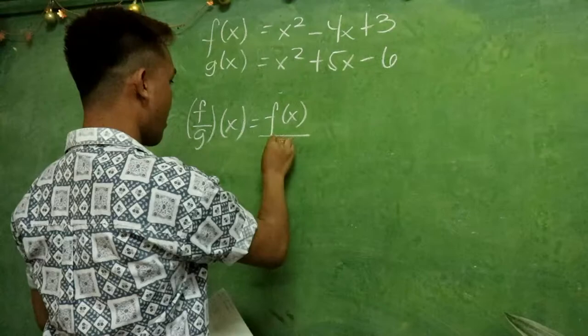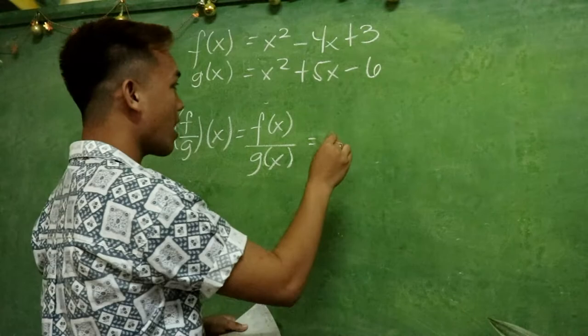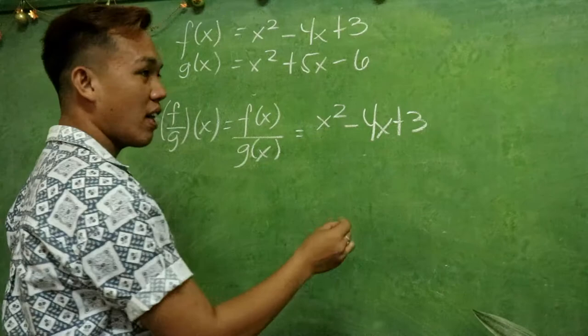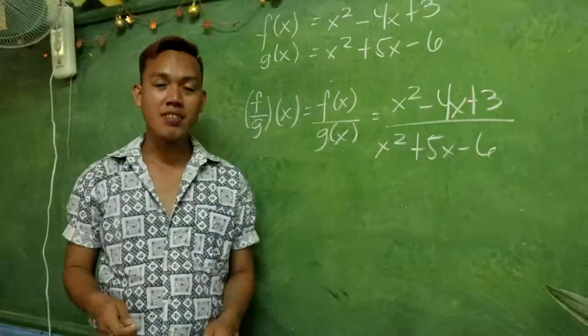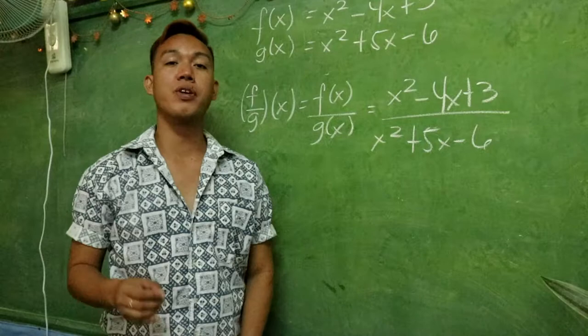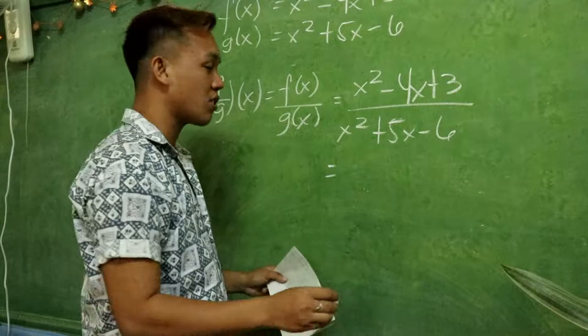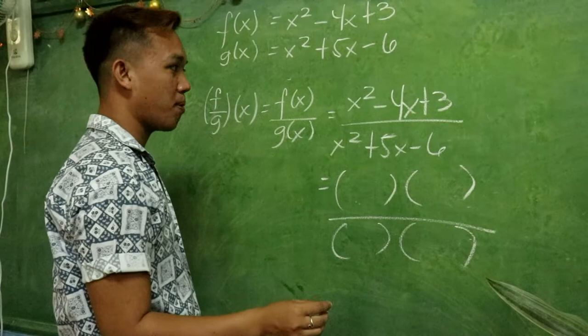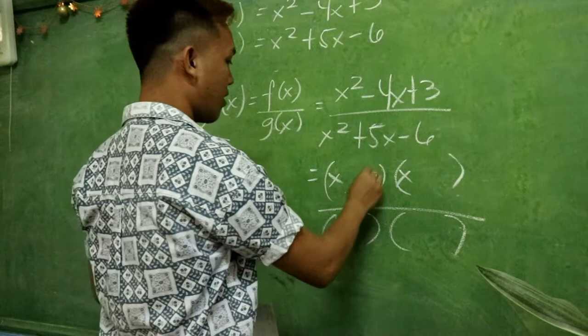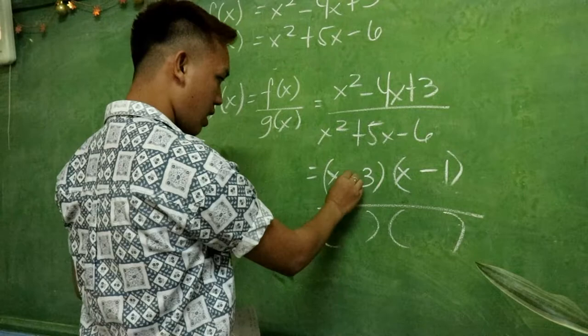Simplify. We have the value of f of x equal to x squared minus 4x plus 3, and the value of g of x equal to x squared plus 5x minus 6. And now we have another thing to do. If the expression is factorable, then we'll get their factors. We have here the factor of x squared minus 4x plus 3. We have the binomial factoring. The factor of x squared minus 4x plus 3 is equal to x, put again x here, and a 3 and a 1, and a negative 1 and a negative 3 to get 4x.